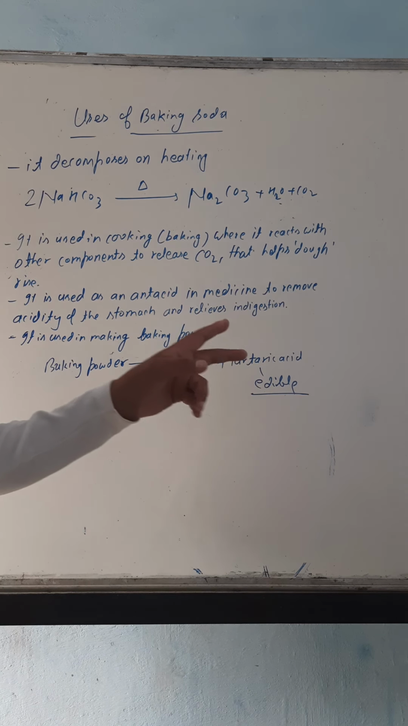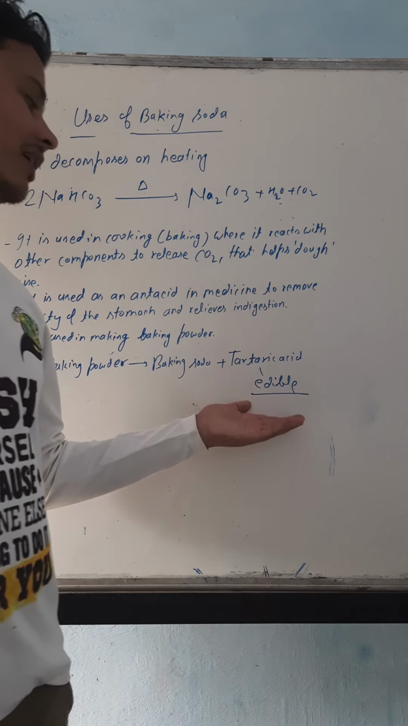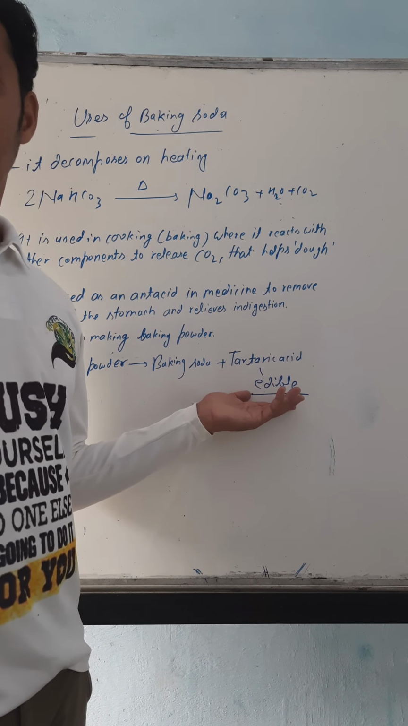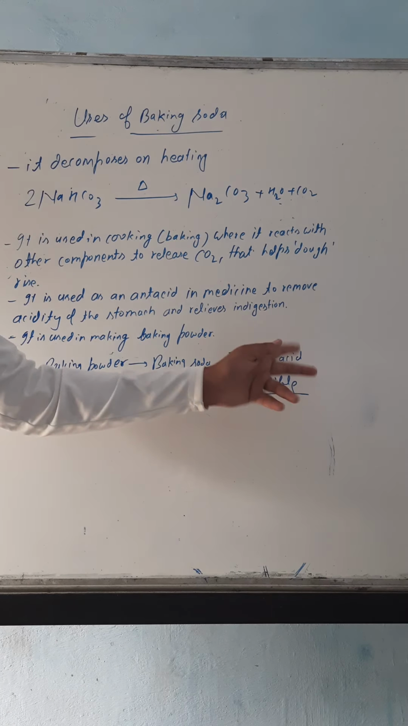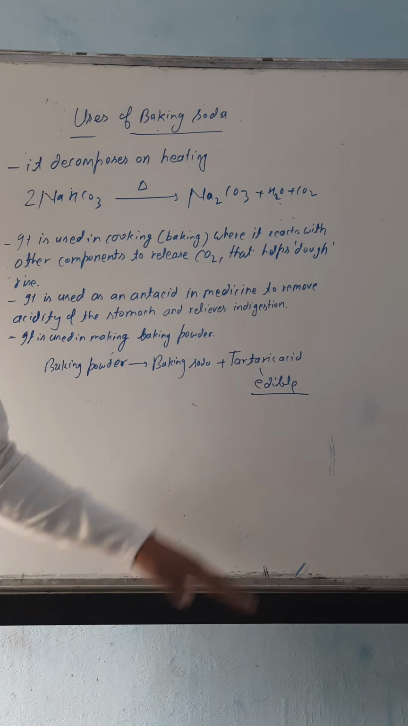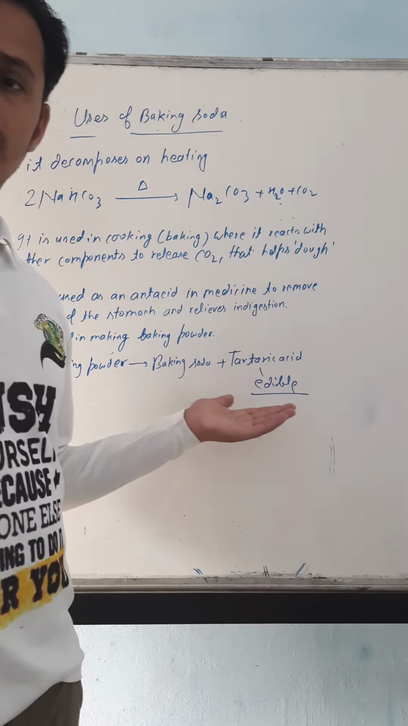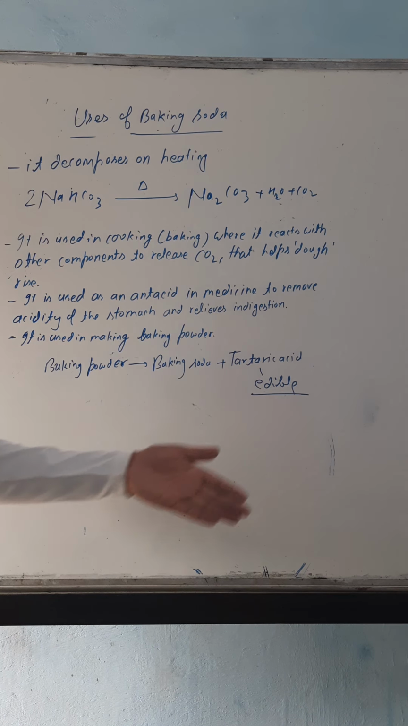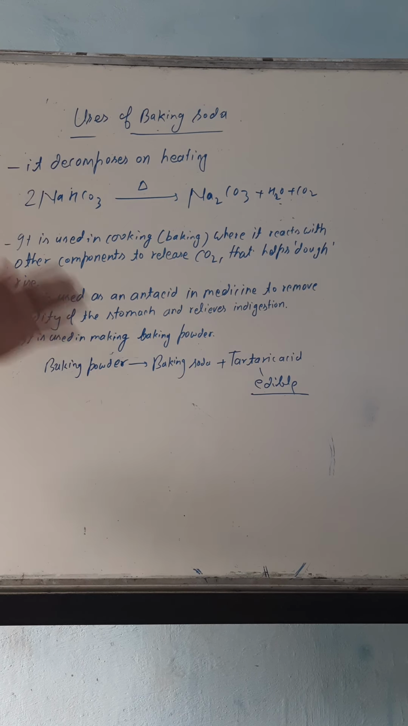We already discussed tartaric acid, I think, in the first lecture. When we mix this tartaric acid, which is an edible acid, in mild quantity with baking soda, we get the baking powder that you find in the market also. Are you getting it? This is how baking powder is formed, with the help of baking soda when you mix some edible acids like tartaric acid. So these are some uses of baking soda.